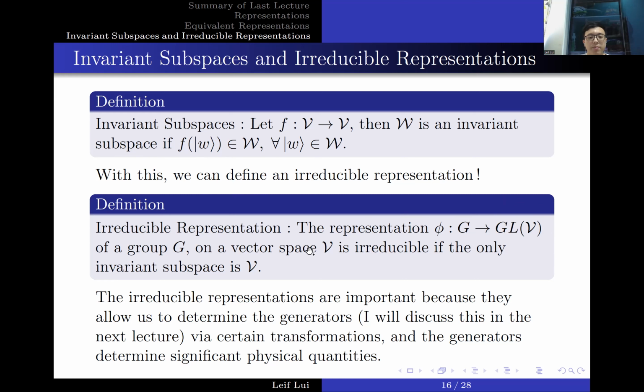Basically, the representation is irreducible if and only if the invariant subspace is V itself. So the irreducible representations are important because they allow us to determine the generators. And I'll discuss this in the next lecture when I talk about the algebra and the groups. And the generators determine significant physical quantities in many cases.